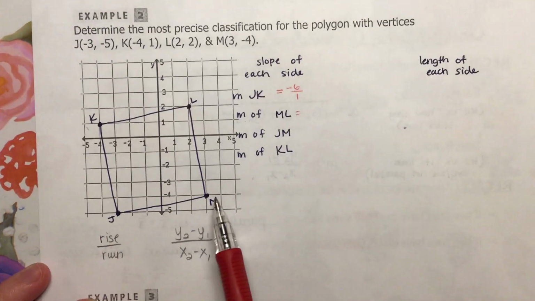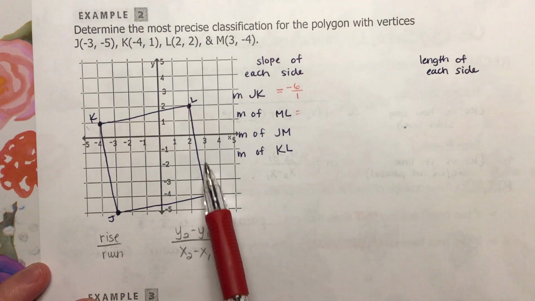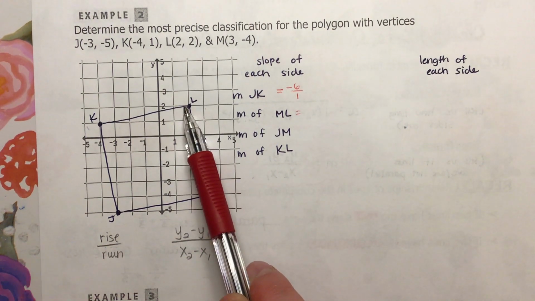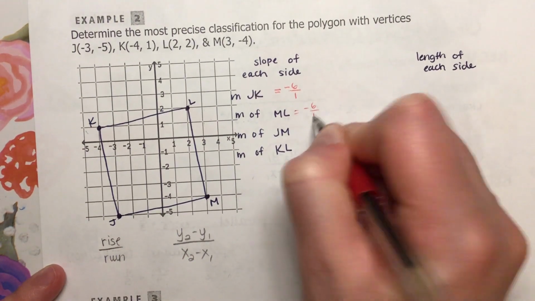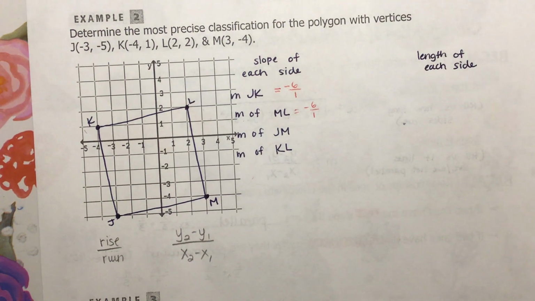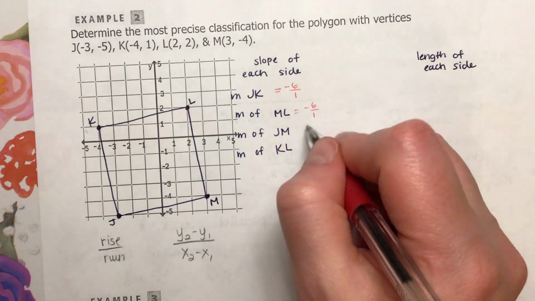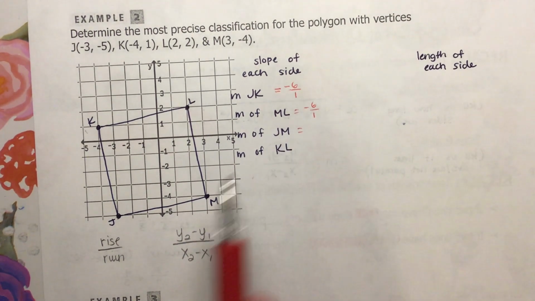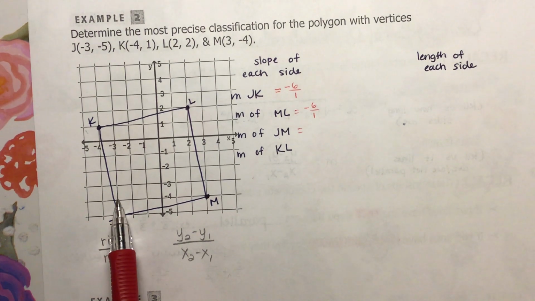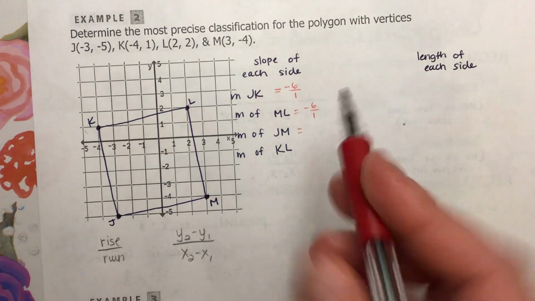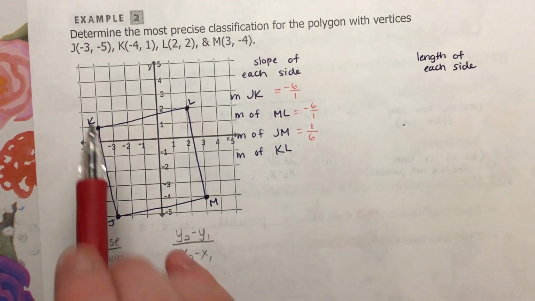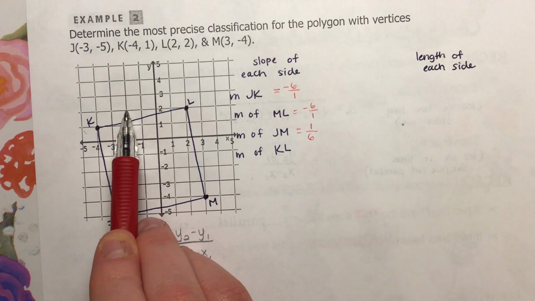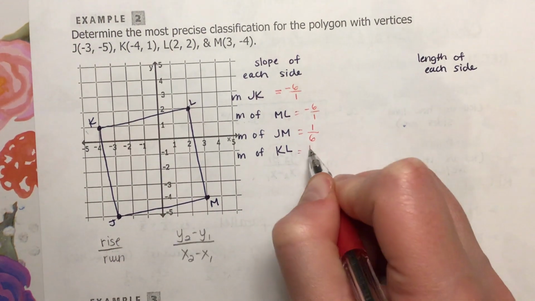Okay, now if I find the slope of ML, how much is it going up? 1, 2, 3, 4, 5, 6, backwards 1. So it is rise 6, backwards 1, which is, once again, the slope of -6 over 1, or 6 over -1, it's the same thing, right? Okay, if I find the slope of JM, this is going up 1 over 6. So this has a slope of positive 1/6 because it's rise over run. And KL is up 1 over 6 as well.